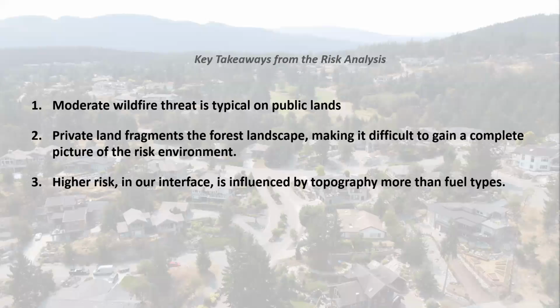So to sum up some takeaways from the risk analysis, the first is that moderate threat is typical on public lands. And what does that mean? Moderate risk means that many people live in communities where wildfire is possible during extreme fire weather conditions, even if the highest ranked fires are unlikely. A second takeaway is that private land fragments the forest landscape, making it difficult to gain a complete picture of the risk environment. And the third is that areas of high risk on public land, those orange splashes, are primarily driven by small areas of steep slopes.